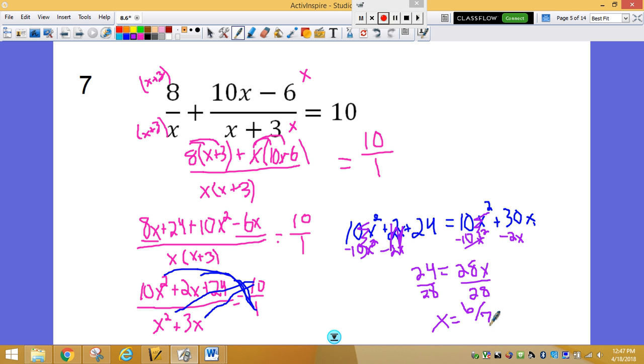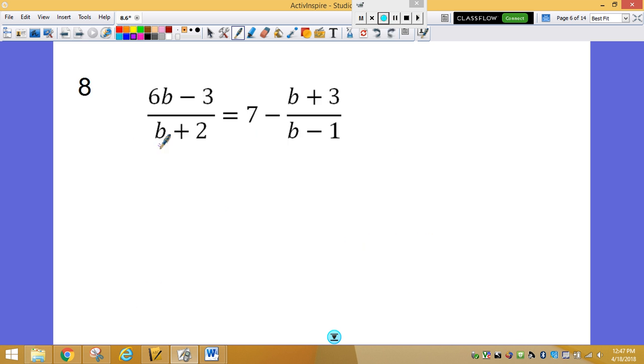So again, when you do this problem on your worksheet, your x squareds are going to cancel. So don't stress about it too much because they're going to cancel and you'll be all right. All right, next up, number 8. Looks like this. I'm going to go ahead and make this 7, turn it into a fraction. So nothing really changes on the left-hand side. We still have 6b minus 3 over b plus 2.